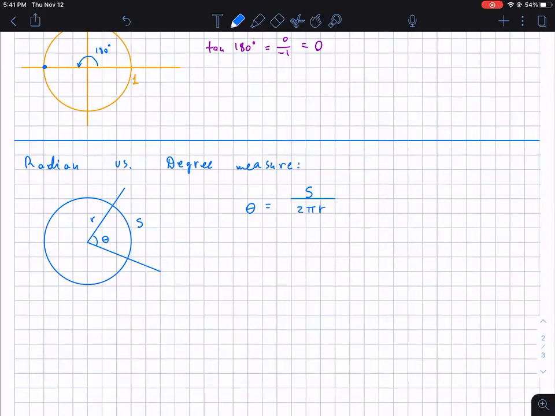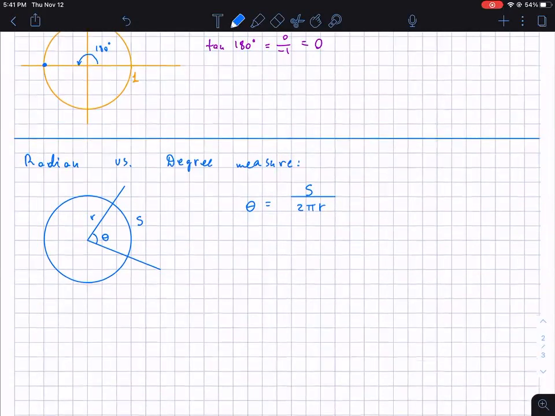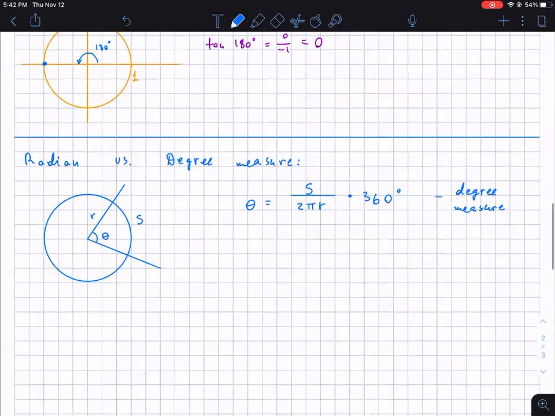Is this okay with people? People need to remember the circumference of a circle is 2 pi r. Are we okay with that? And we say that the whole circle is 360 degrees, and this is degree measure. For example, the right angle would be a quarter of the circle, so this would be 1/4 of 360 degrees. Are we all okay with this? But if you instead say that the circumference of the circle is just 2 pi, you just get s over r, and this is called the radian measure.